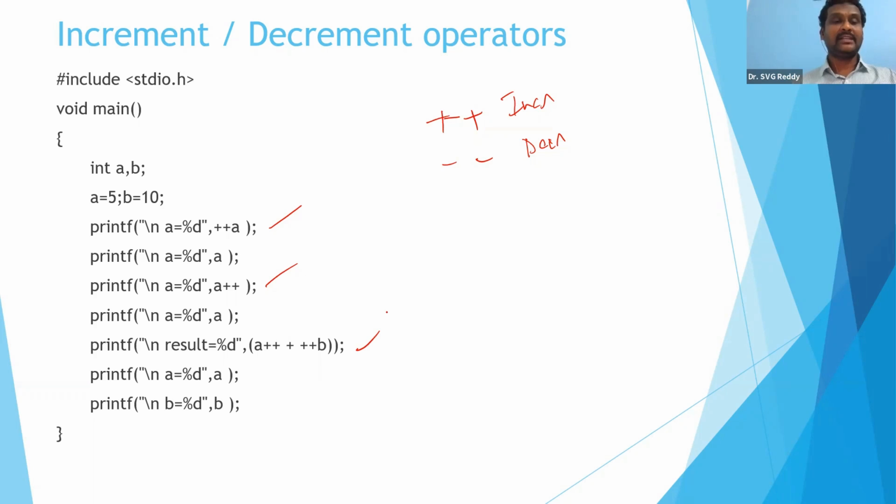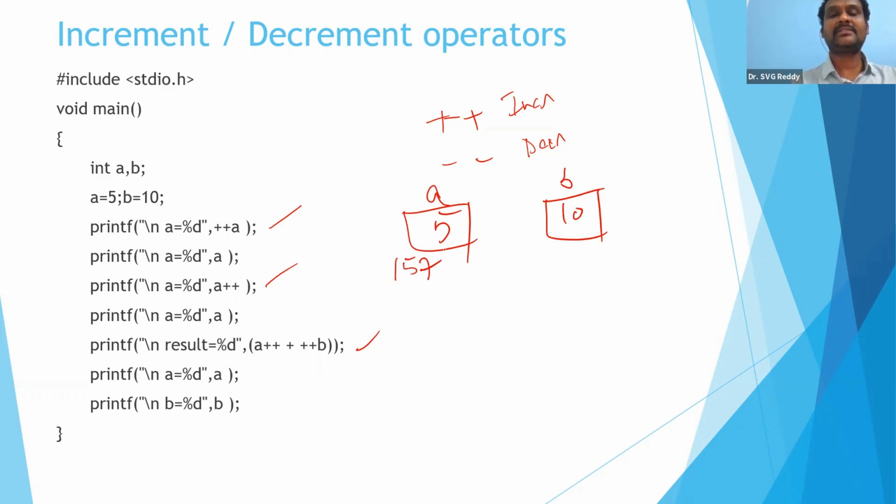Let's go. Okay, so a is equal to 5. Let's take the variables: a is 5 and b is 10. Please understand, we need to work it like this. It will have some address, and b at some address, 225. So a has the value 5 at address 157, and b has the value 10 at address 225. And a, b are of integer type, which is a whole number, which can be positive or negative. Okay. So now, very important.